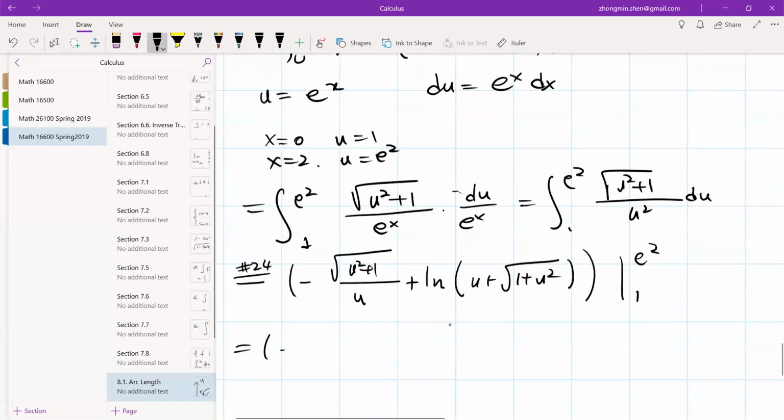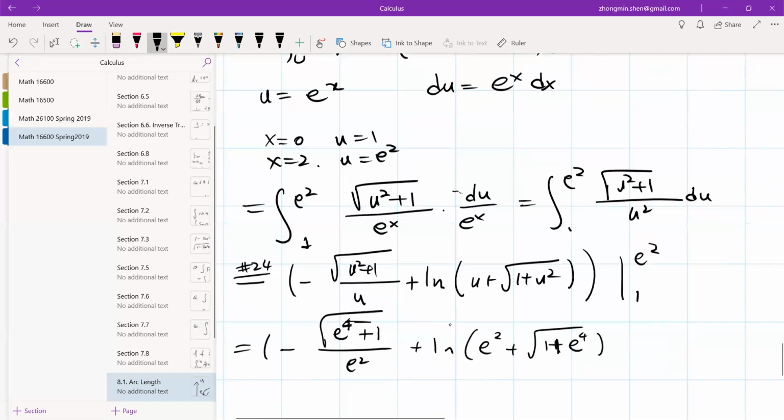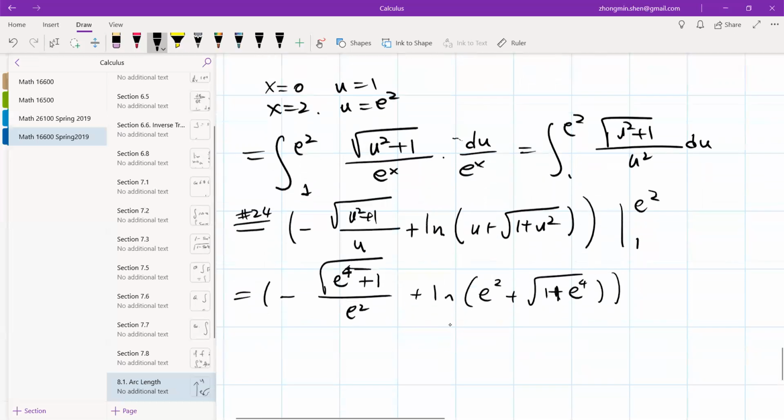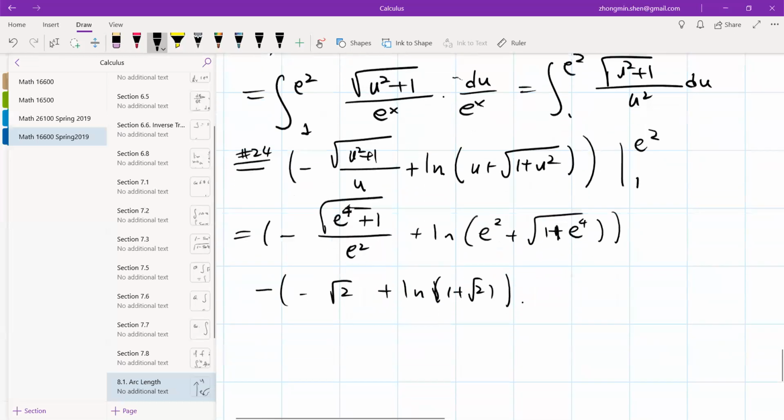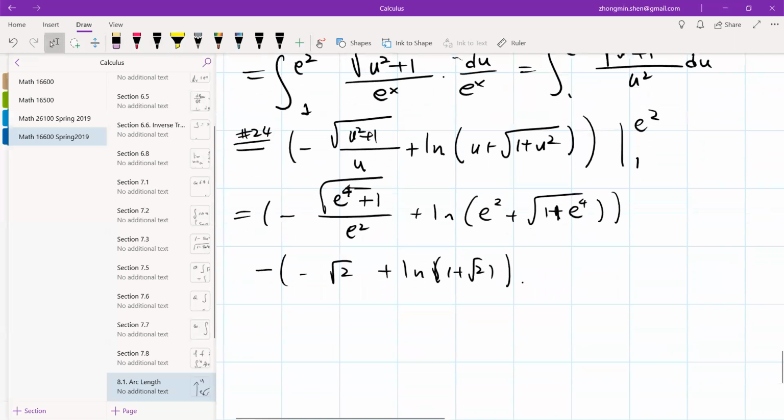So now it's going to be negative, with u squared being e squared, squared, so e to the fourth power. And here's an inverse hyperbolic sine, the log of e squared plus the square root of e to the fourth power plus 1. And then you subtract the value at 1: the square root of 2 plus the log of 1 plus the square root of 2. We are now able to simplify. This is the same number. So this is the exact length of the curve.